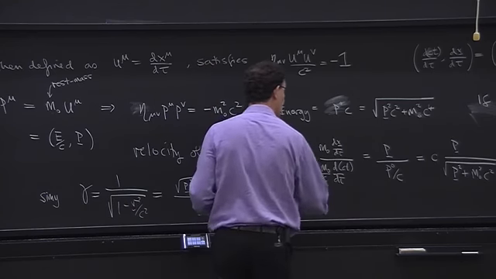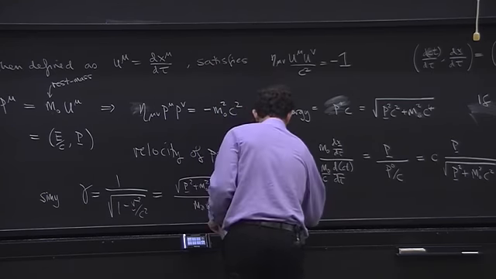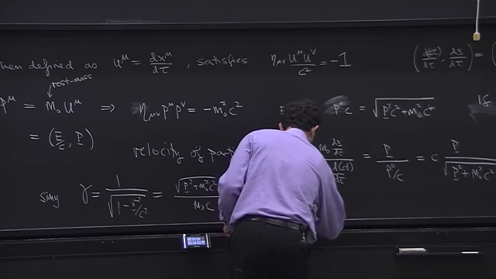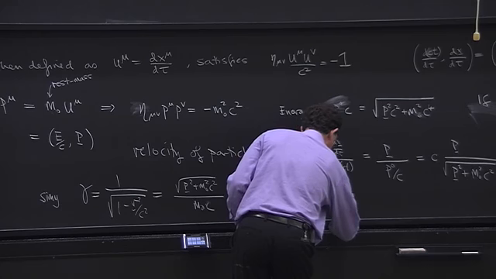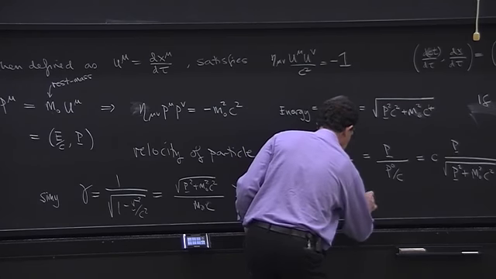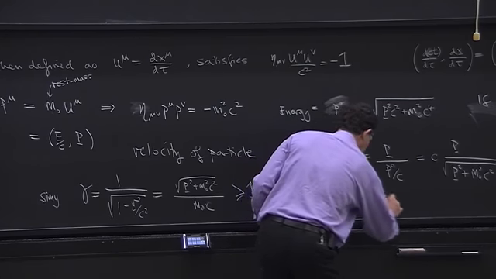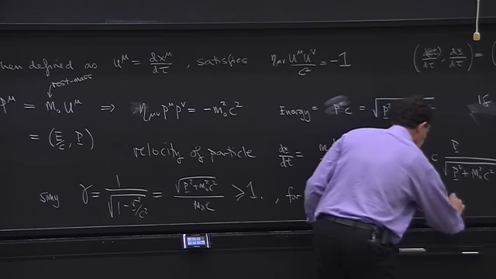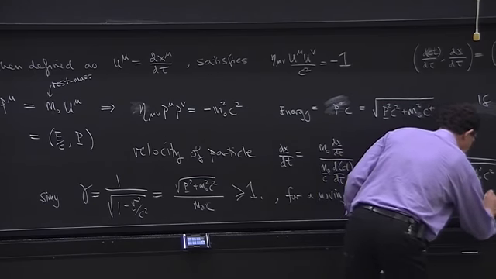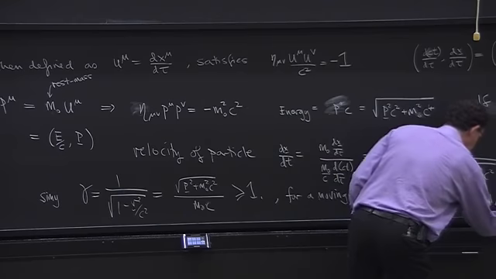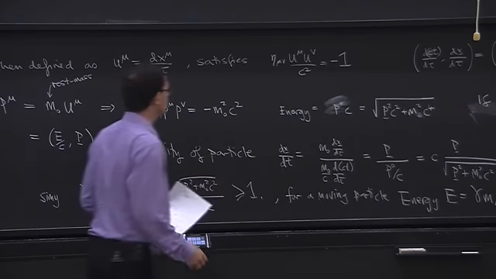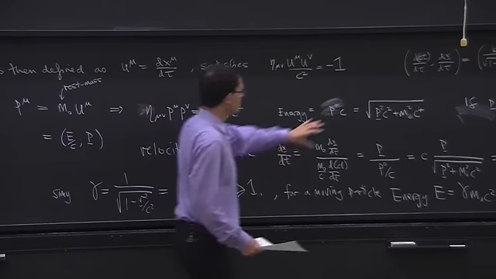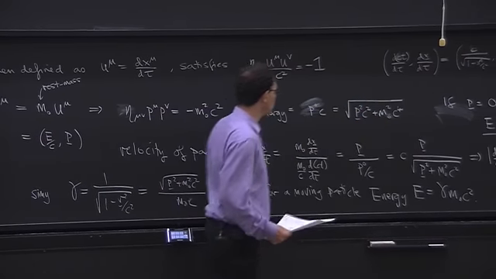So for a moving particle, the energy E is gamma m naught c squared. Okay, so this expression here is just gamma m naught c squared.